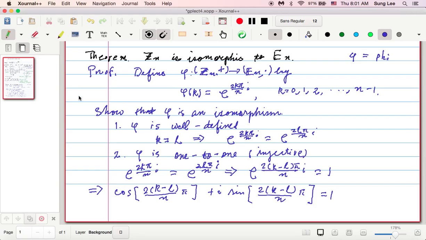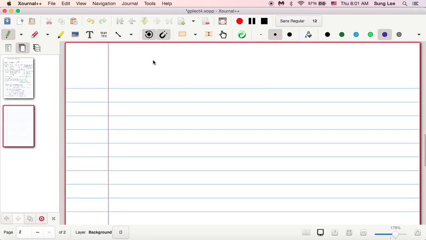I'm out of space, so I'm going to move to the next page. This implies... just give me a moment, okay? I've got to take my morning medication.